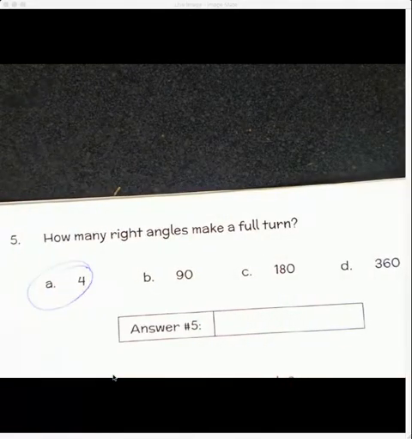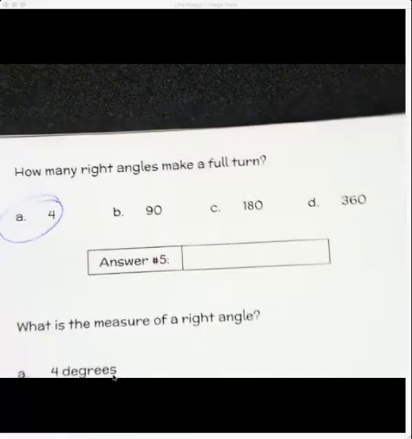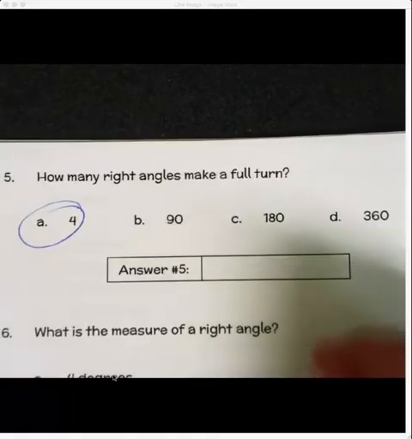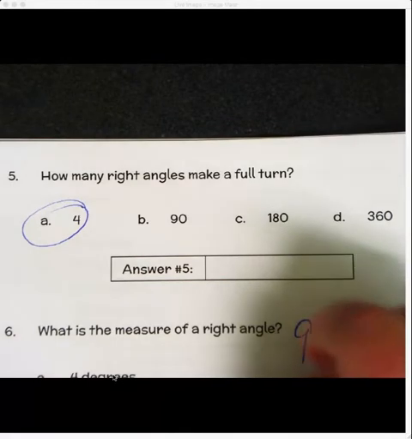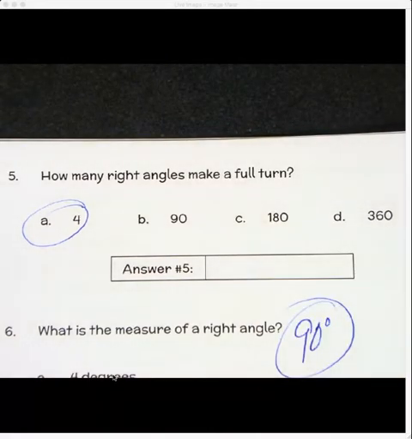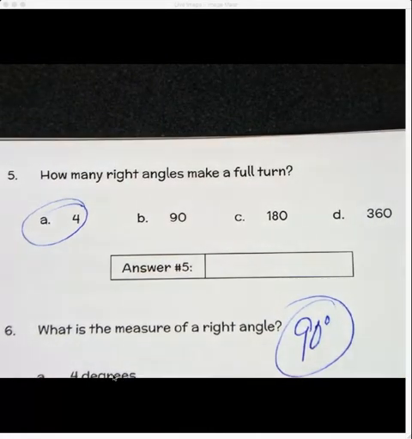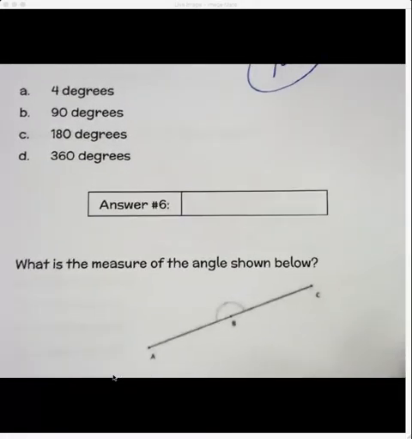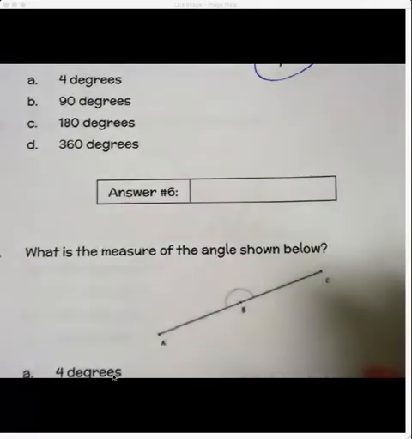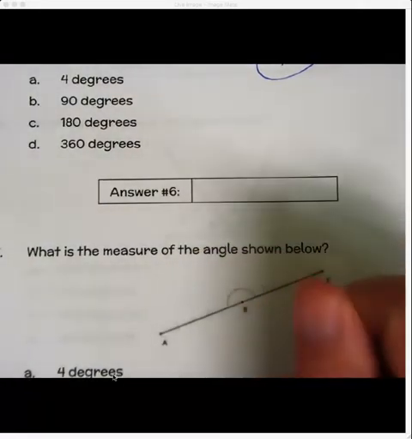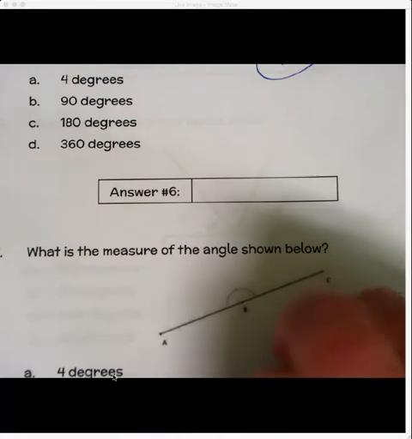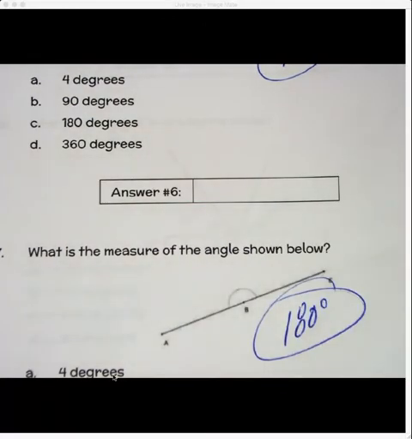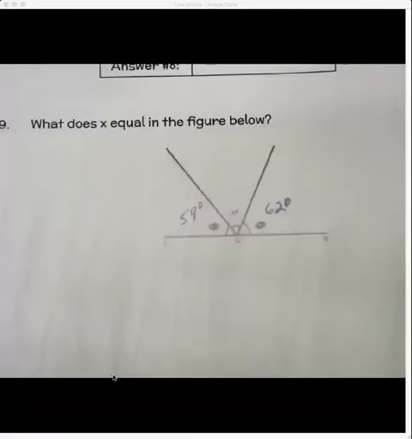Okay. What's the measure of a right angle? We know that. How much is it worth? Its measurement is 90 degrees. The measure of a right angle, 90 degrees. What's the measurement of the angle shown below? That is a straight line. So what is a straight line worth? How many degrees is it? I hope you remember it's 180 degrees. 180 degrees is a straight line. Going to need to know that and do some problems in just a minute.